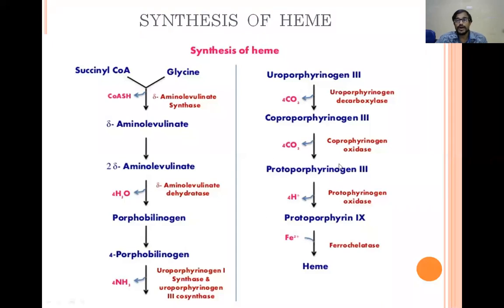And you have to remember all the enzymes, and you have to remember the final step. Protoporphyrin 9 is converted to heme in the presence of the enzyme ferrochelatase by addition of iron. Okay, ferrous iron.